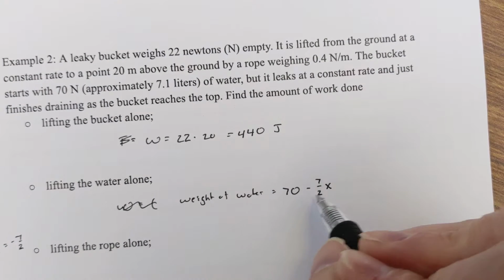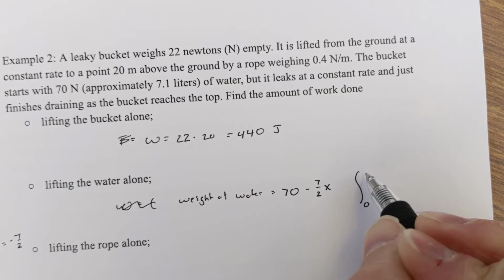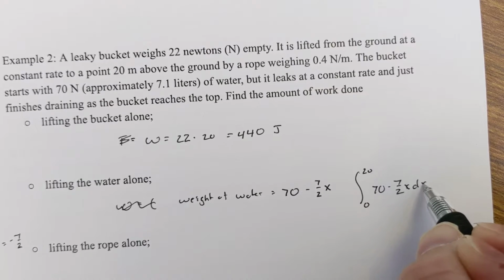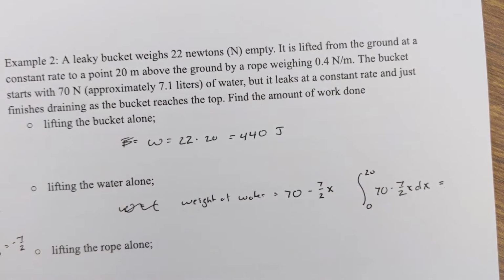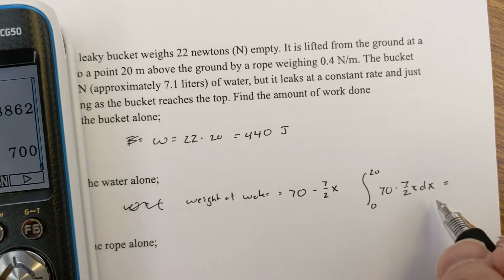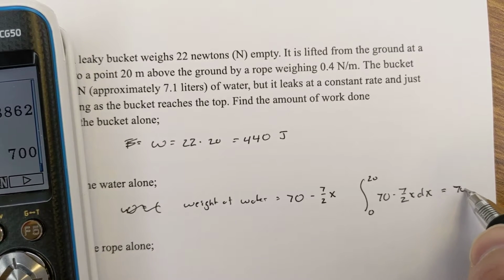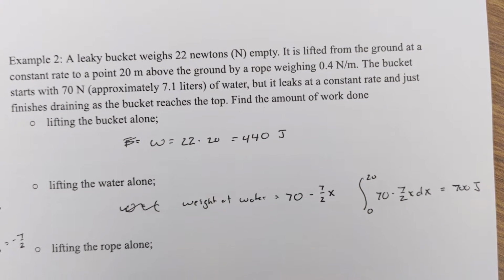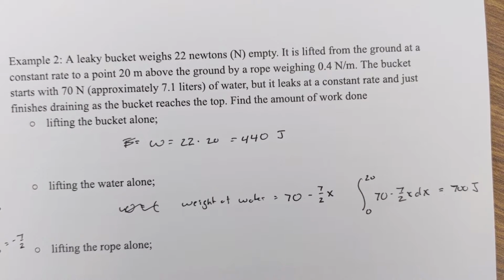Since my weight is variable, the force I'm applying changes. So 0 to 20 of my equation. So lifting the water alone, 70 minus, we'll make that 3.5x from 0 to 20, takes 700 joules of energy. Lifting the rope alone.